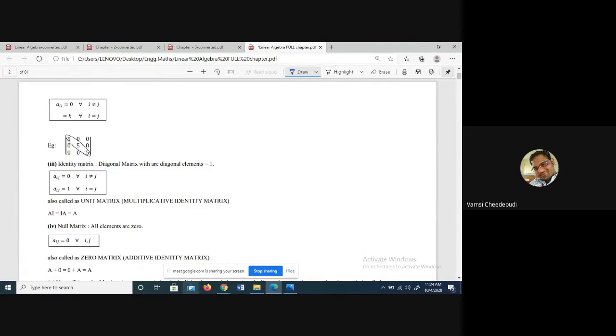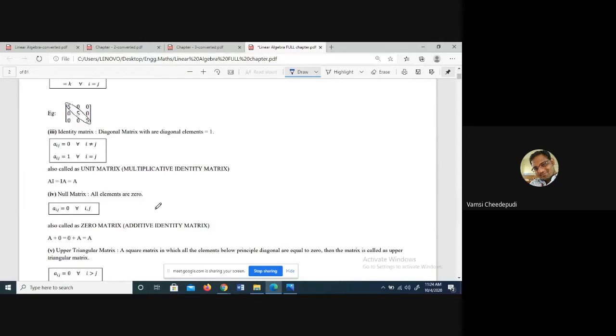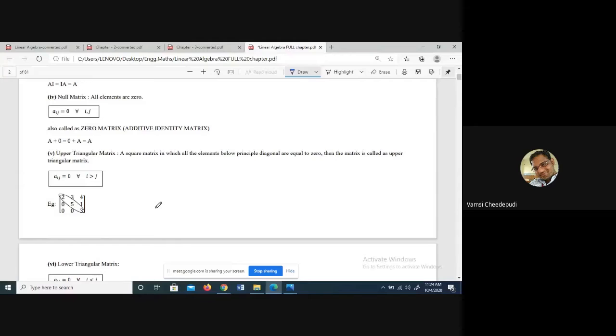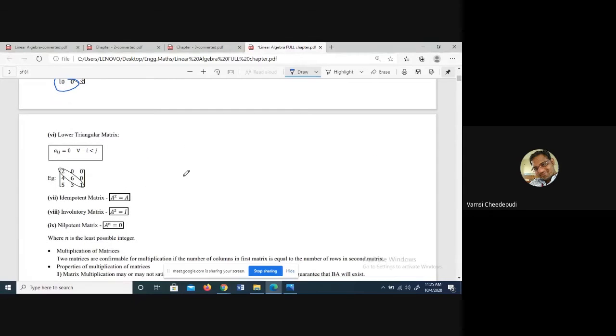And identity matrix. Identity matrix is also a diagonal matrix, but in which all diagonal elements equal 1. Instead of 1, if you have any other scalar, then that matrix is called a scalar matrix. Null matrix, all entry values are 0. Upper triangular matrix: when i is greater than j, the lower off diagonal elements are zeros, then that matrix is called upper triangular matrix. And next, lower triangular matrix. Lower triangular matrix means upper off diagonal elements are zeros.